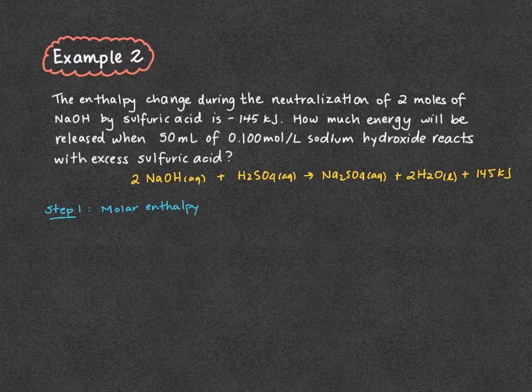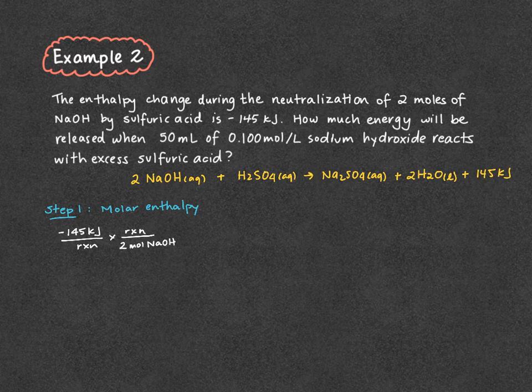So we're going to take that reaction enthalpy we have, that negative 145 kilojoules in the reaction, and we're going to multiply it by the mole ratio within the reaction itself. So we have 2 moles of sodium hydroxide in the reaction as written. That's going to give us an enthalpy change of negative 72.5 kilojoules per mole of sodium hydroxide. So that's step 1. Step 2, we're going to solve for the number of moles that are actually reacting.